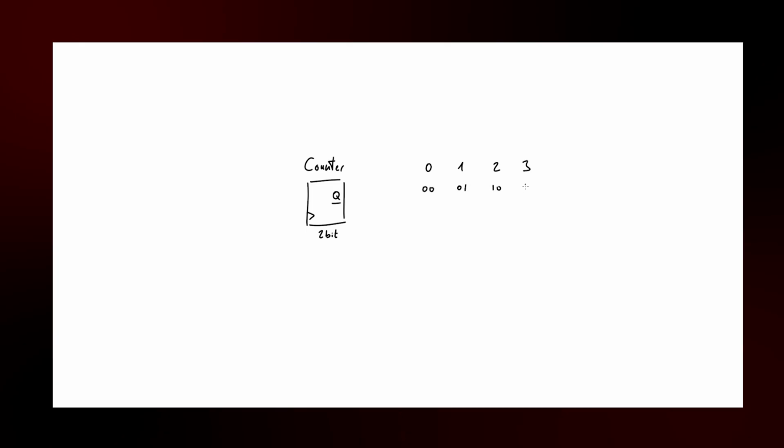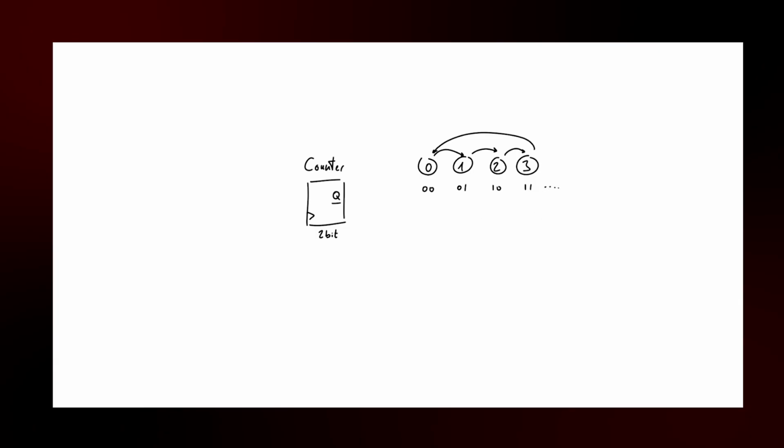Let's say that the counter is initially at 0. When a clock pulse is received, it will increment its value to 1. Next pulse, and it will reach 2. Another pulse, and it will make it 3. Now, the next clock pulse will reset the counter.